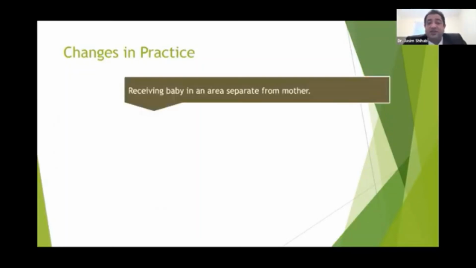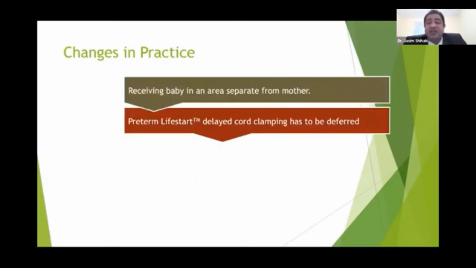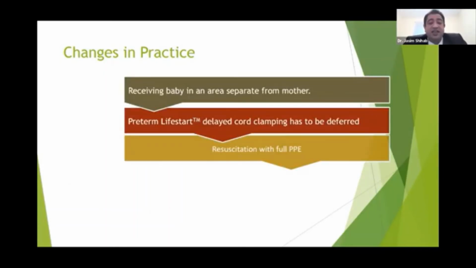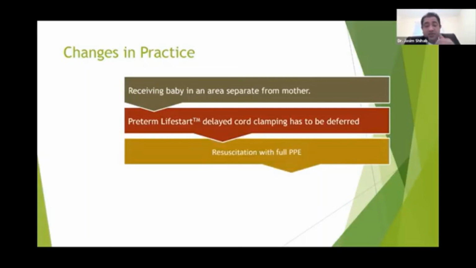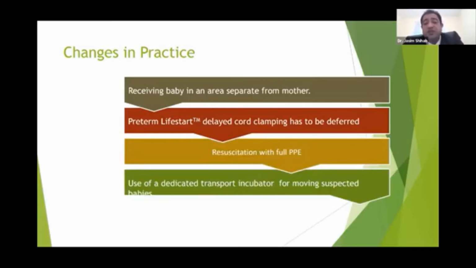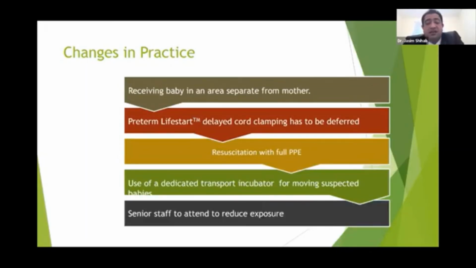So we had to receive the baby in a separate area from the mother. Life start had to be deferred. Resuscitation needed to be done with full PPE. Use of a dedicated transport incubator for moving suspected babies. And more senior staff to attend to reduce exposure, and fewer staff to attend high-risk scenarios compared to previously, when you had many people helping out.